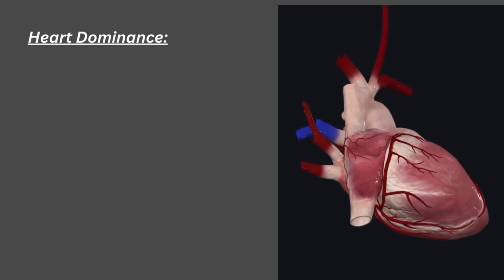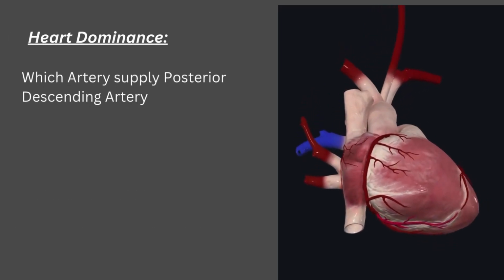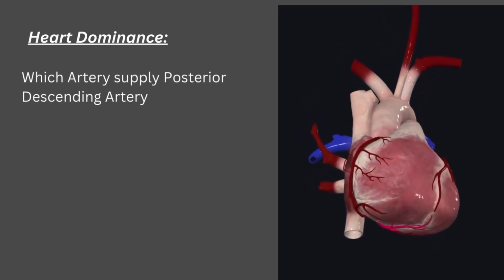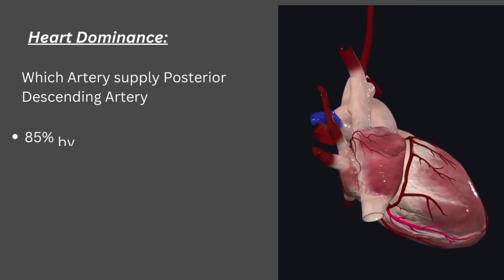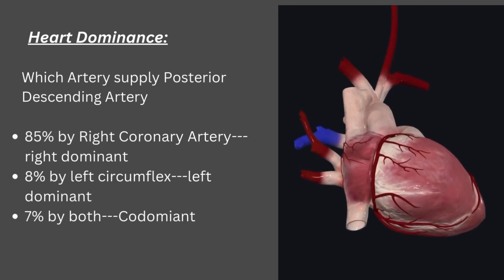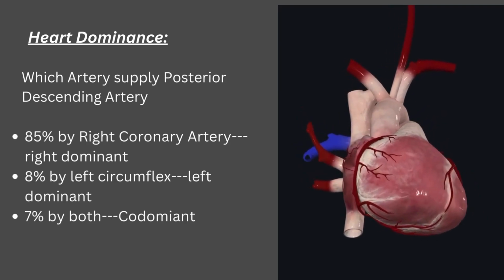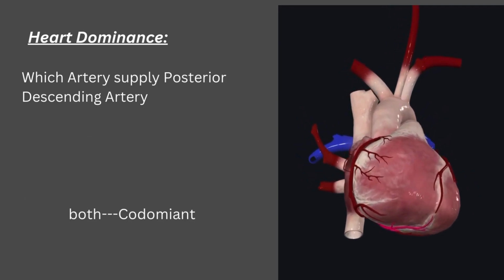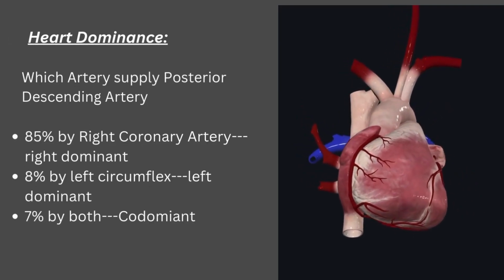Heart dominance is determined by which of the initial coronary arteries supplies the PDA. The heart is right dominant in 85% of the population if the PDA is supplied by the RCA, left dominant if given by the left circumflex, and codominant if given by both.